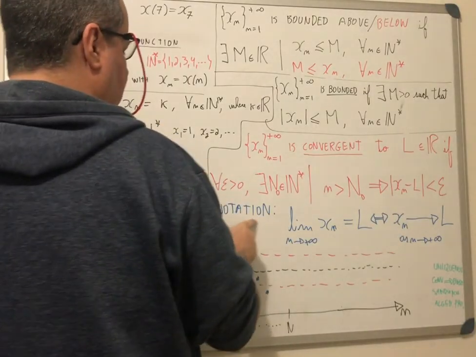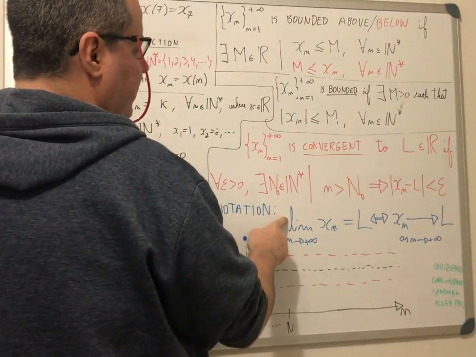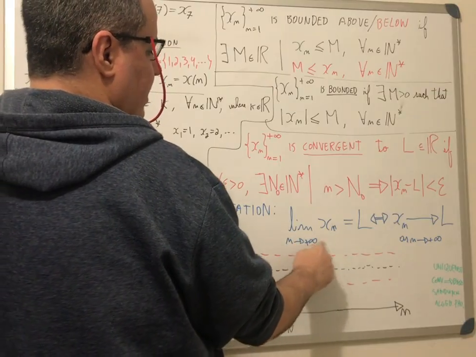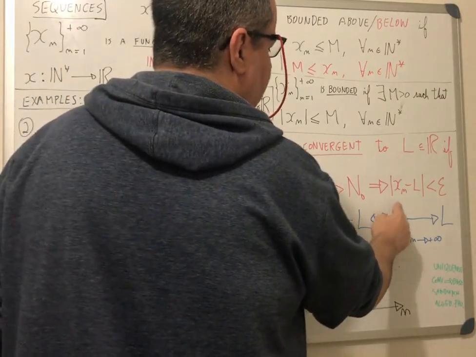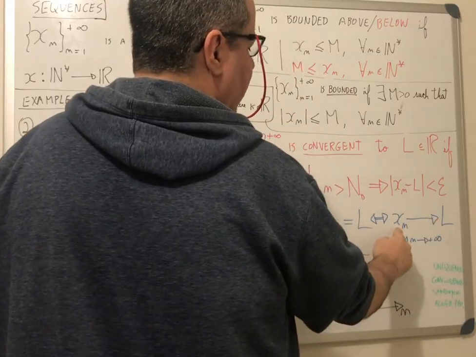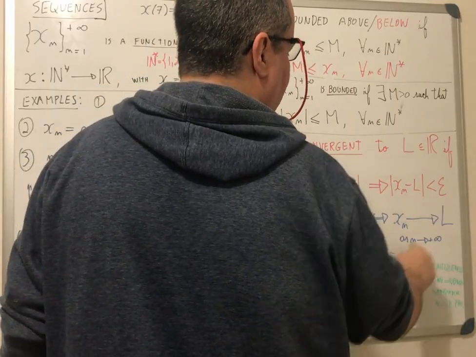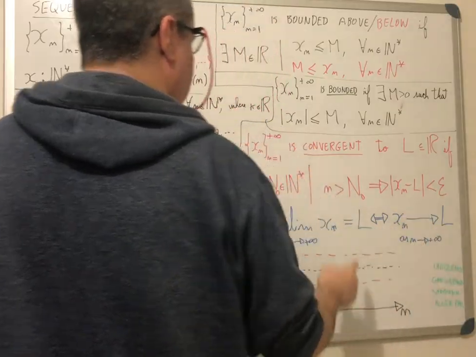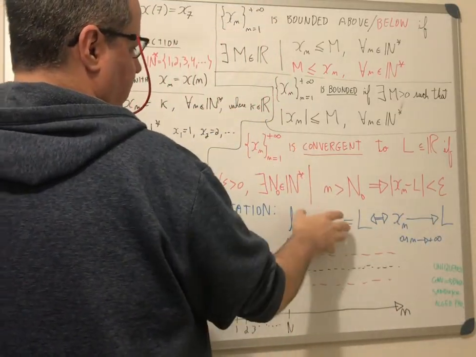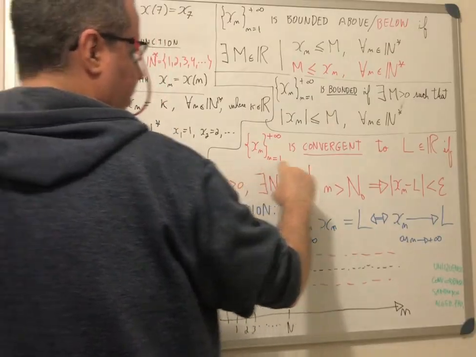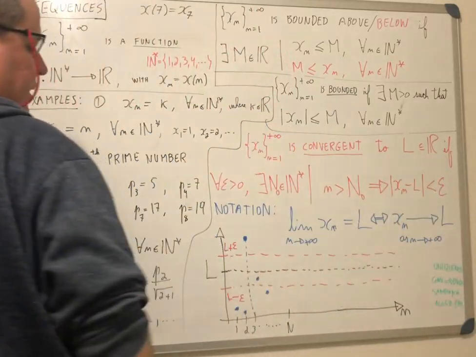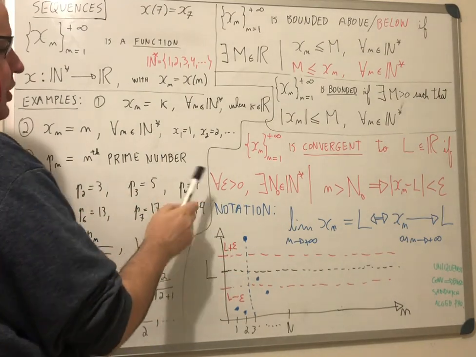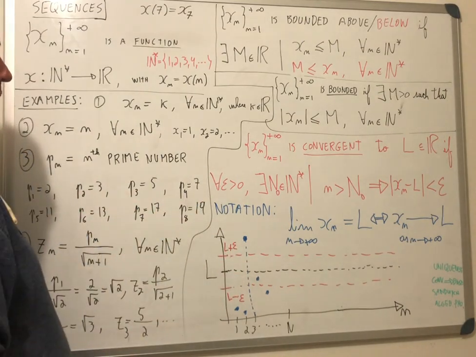Notation: if there is a limit, we can write the limit of xn when n goes to infinity equals L, or we can just write xn with an arrow to L as n goes to infinity. This is a short notation, and either one is a short notation for this very long, complicated sentence. Now let's try to understand a little bit this long sentence.